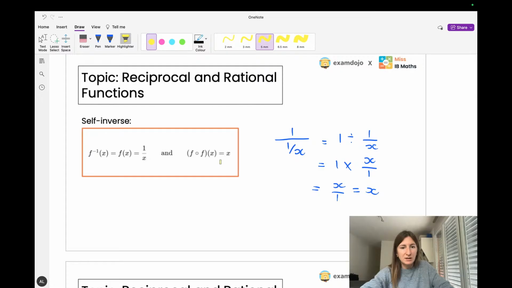So this property can be used to show that functions are self-inverse. So you could find the inverse and then show that it's equal to f of x, or you could put the function inside of itself and show that it equals x. Those are both valid methods that you could do.